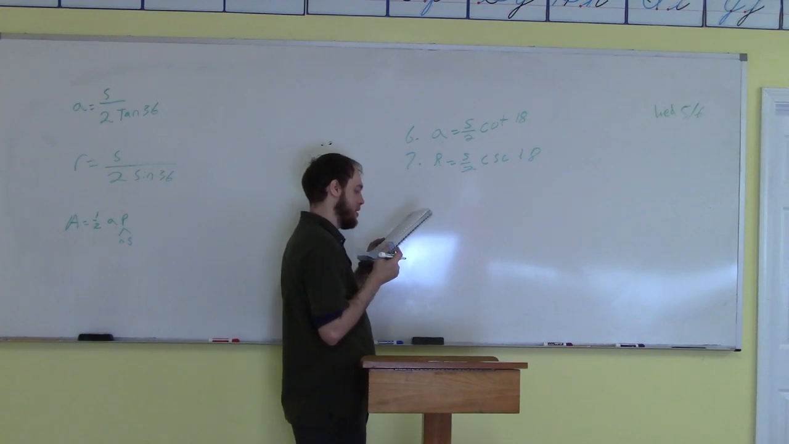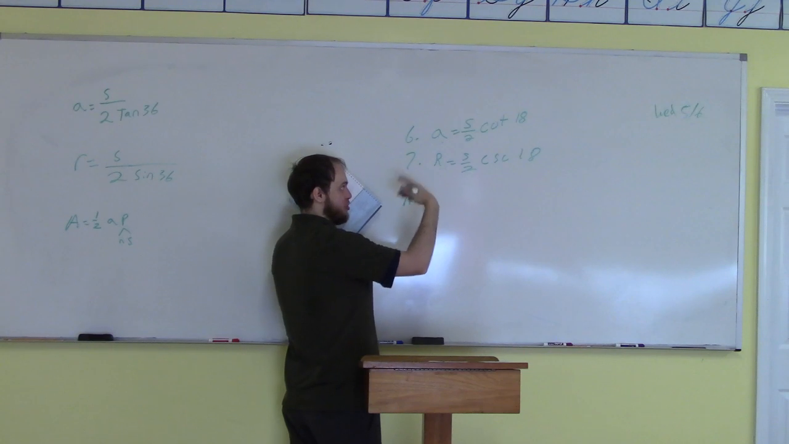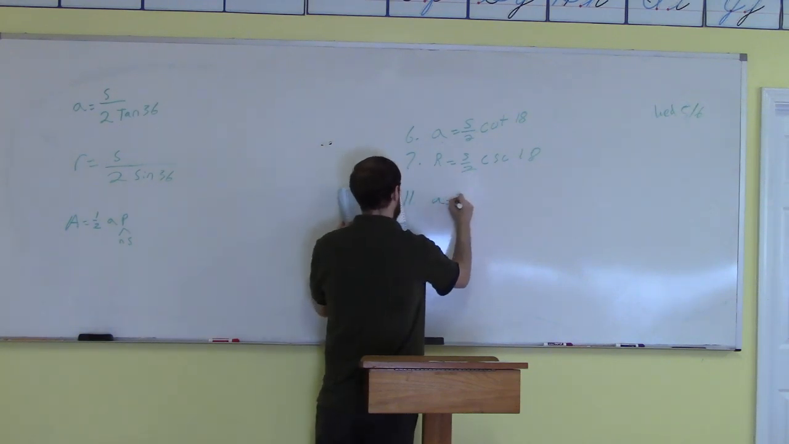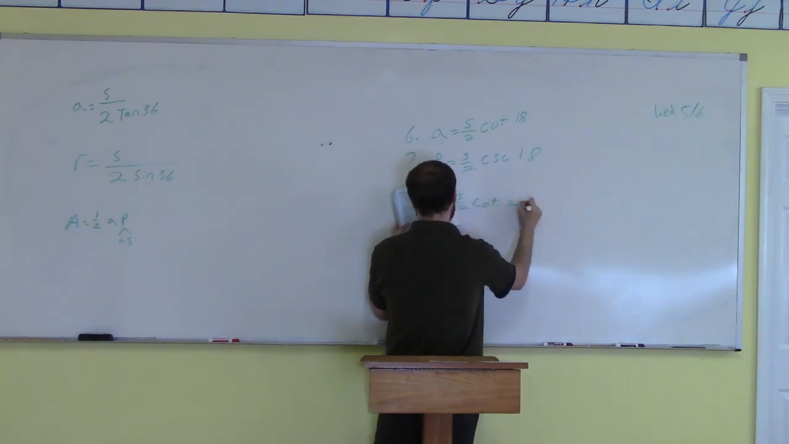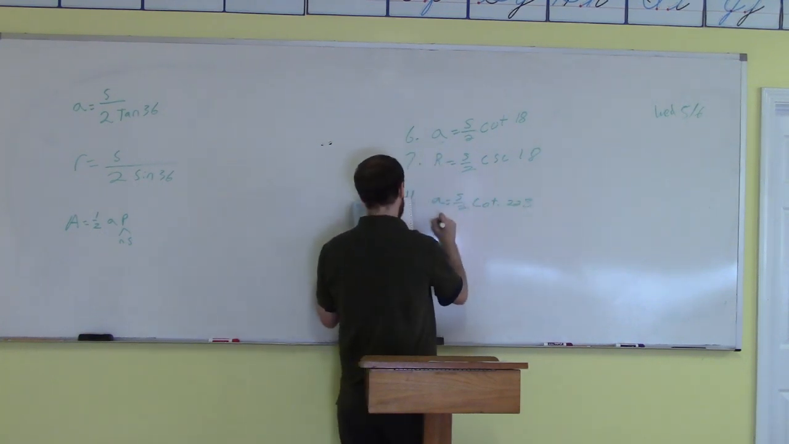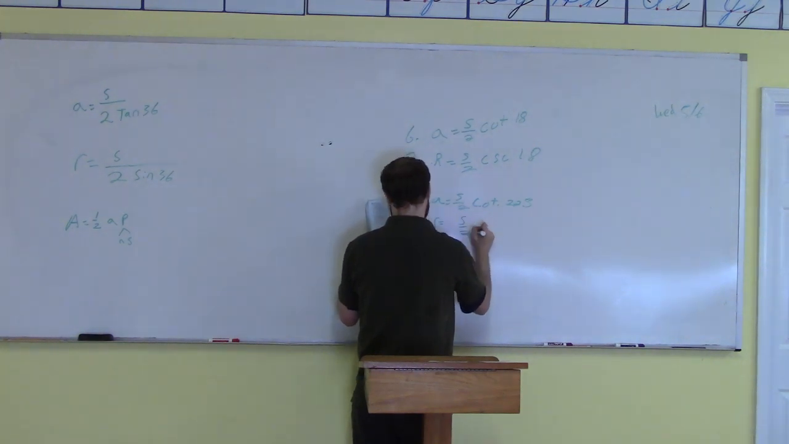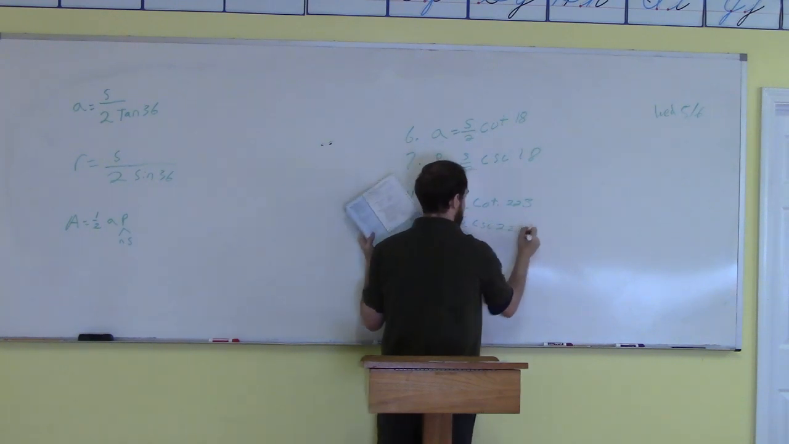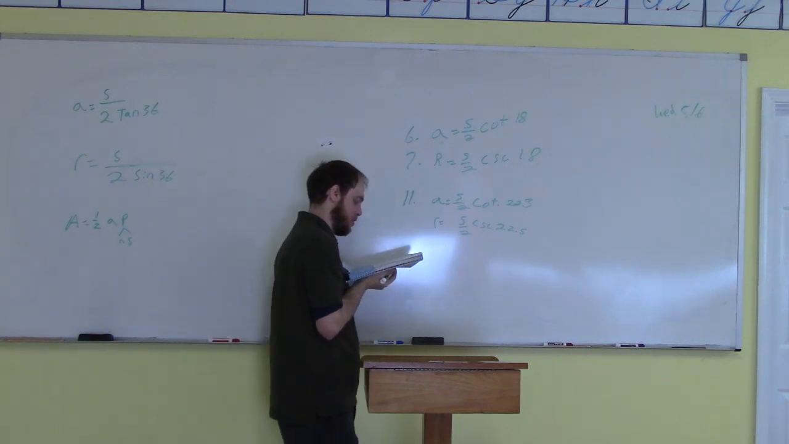Number 11, I'll go ahead and give you the answer to that too. Again, you can try to check the work and try to get down to that, but I'll go ahead and give you the answer just to make it a little bit simpler on y'all. So A would equal S over 2 cotangent of 22.5, and then R would equal S over 2 cosecant of 22.5. Again, you'll use that to do number 12 and 13 as well.